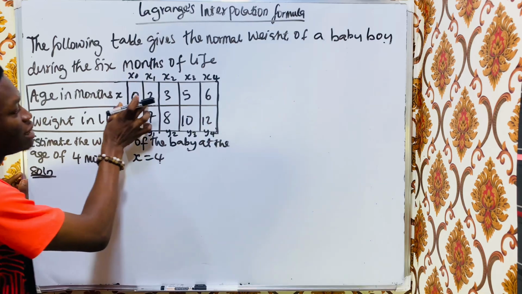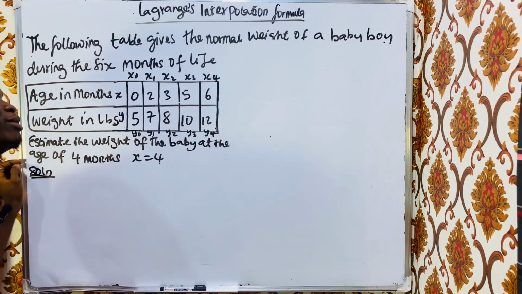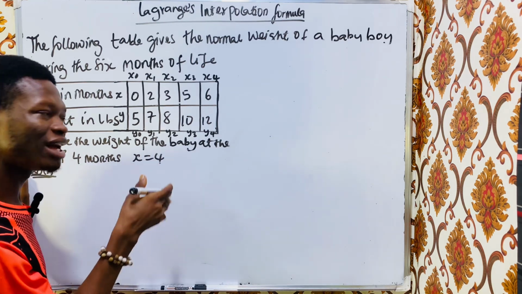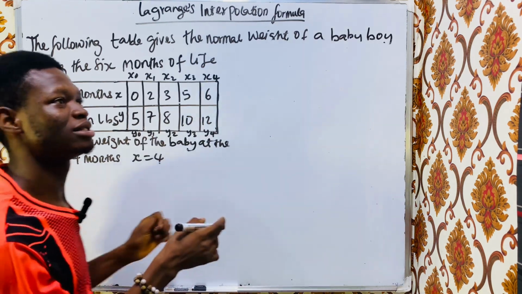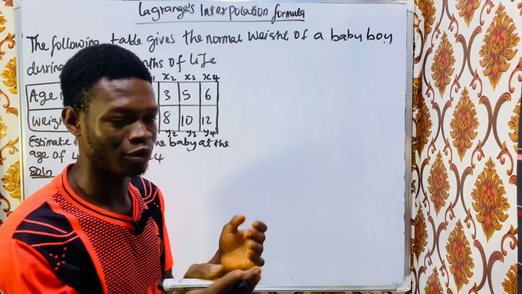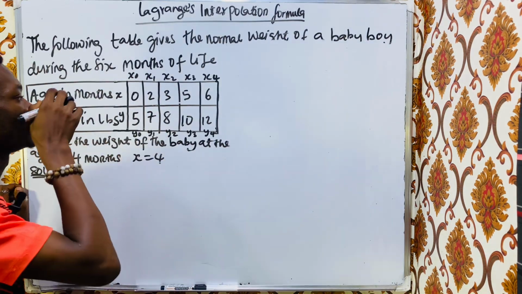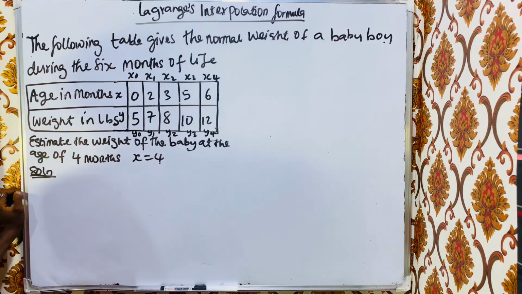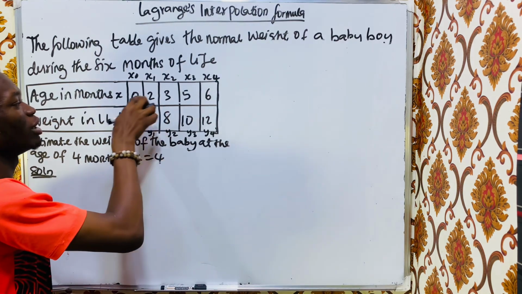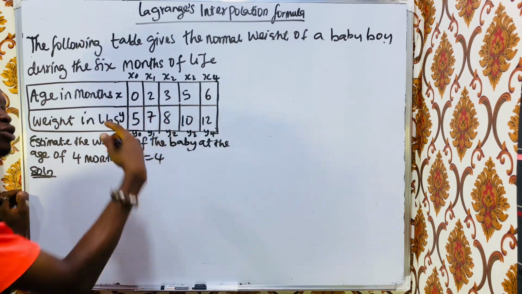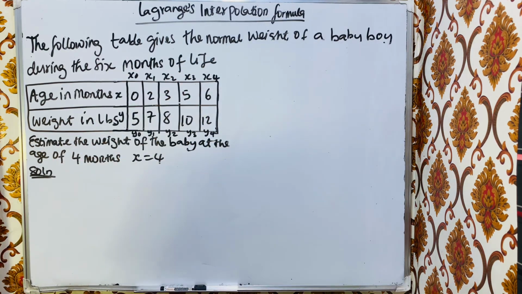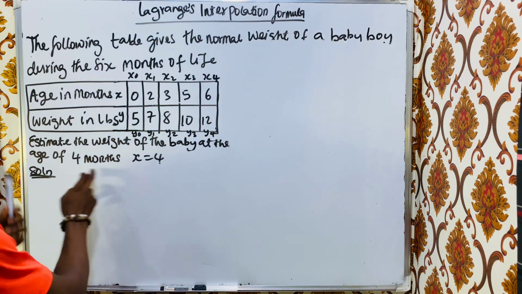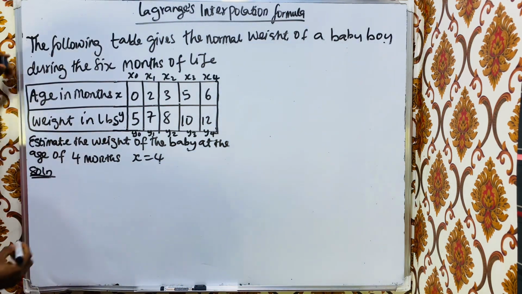If you take this x, that's the independent variable, if they are equidistant, if they have equal interval, if they have the same common difference, that means you are going to use Newton forward or backward. But if they are not equidistant, you are going to use Lagrange. For example, 2 minus 0 will give you 2, this minus this 1, you see that they are not equidistant. So we are going to use Lagrange. They said estimate the weight of the baby at the age of 4 months. So x is equal to 4.